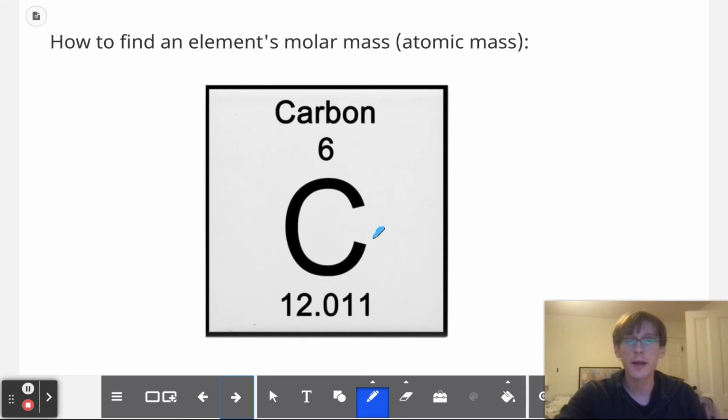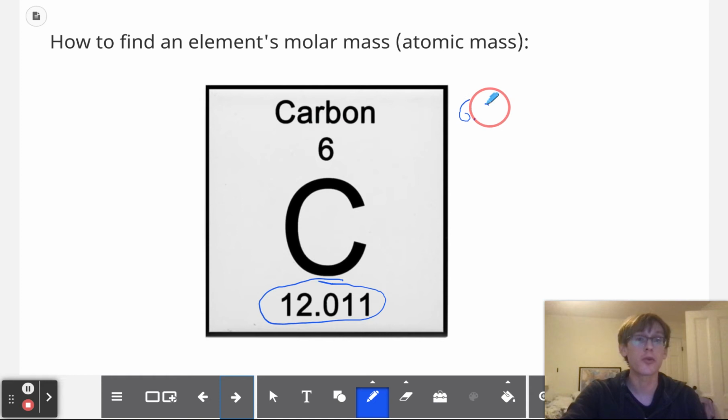So how do you find the molar mass of an element? Well, you look at the periodic table. And what's interesting is that the average atomic mass on the periodic table is also the molar mass of the element. So although the average carbon atom will weigh 12.011 AMU, a mole of carbon atoms, meaning 6.02 times 10 to the 23rd of them, will weigh 12.011 grams.